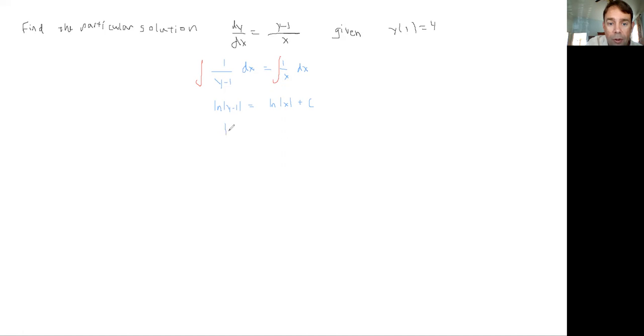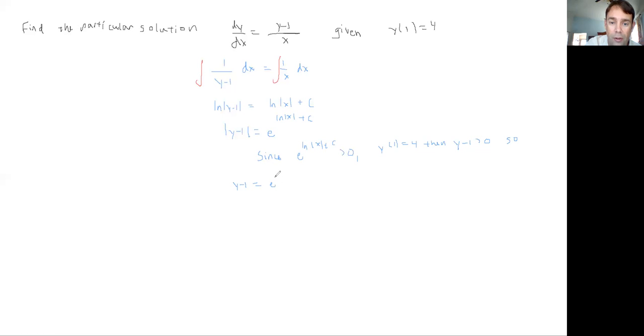So I'm going to clean this up and get rid of the natural log on the left-hand side. So that makes this e to the natural log of x plus c. And I know that this side on the right is positive. So if this whole thing is positive, then y minus 1 has to be positive, since e to the natural log of absolute value of x plus c has to be positive, and since y of 1 equals 4, then y minus 1 is also going to be a positive value. So I can drop the absolute value and just make it y minus 1.